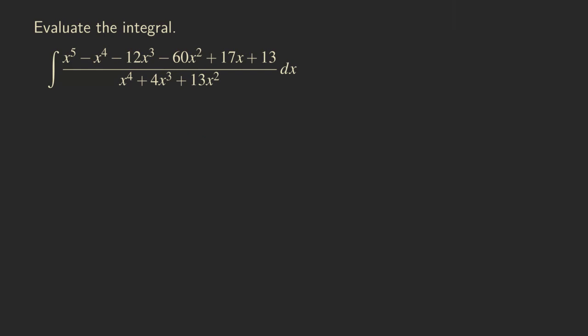First, we set up the long division house. Then we just put that here, and I can put the house right here. I think this should be curved, right? So let's just draw it like that. Okay, so we are going to get x to the 5th minus x to the 4th minus 12x cubed minus 60x squared plus 17x plus 13.